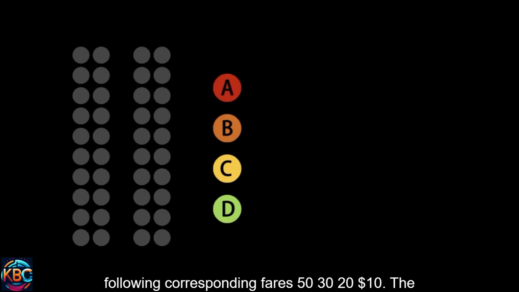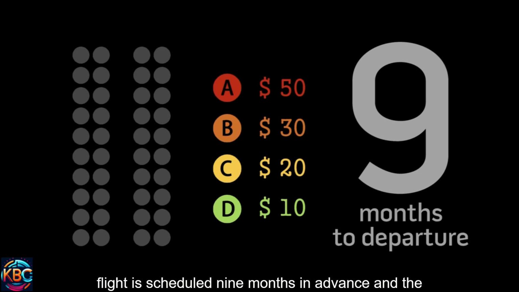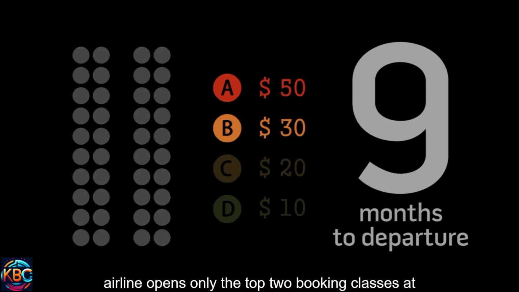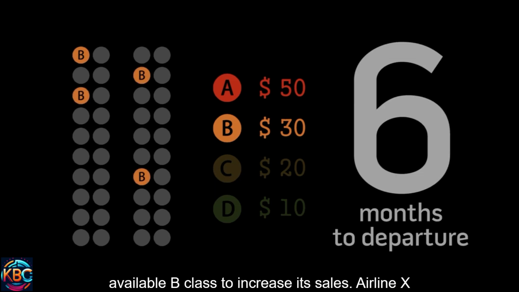Airline X offers a flight with 40 seats, all of them in economy class. There are 4 booking codes, A, B, C, and D, with the following corresponding fares: $50, $30, $20, and $10. The flight is scheduled 9 months in advance, and the airline opens only the top 2 booking classes at the beginning. In the course of 3 months, they only sell a handful of seats in the cheapest available B class.